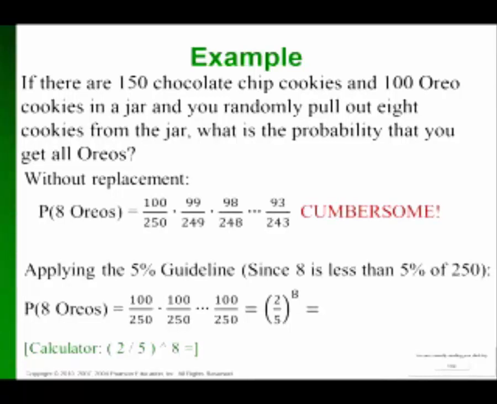100 out of 250. 100 out of 250 would be the probability that the first cookie I draw out is an Oreo. And if I don't put that one back, the next draw, there are only 99 Oreos out of 249 cookies. And the next draw, there are only 98 Oreos out of 248 cookies. Multiplying these 8 fractions would be cumbersome, especially if I didn't have a calculator. It'd be horrendous.